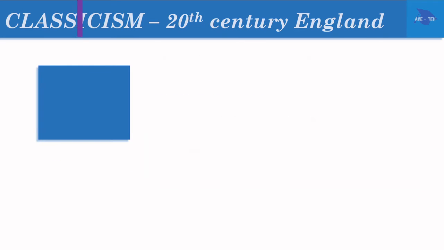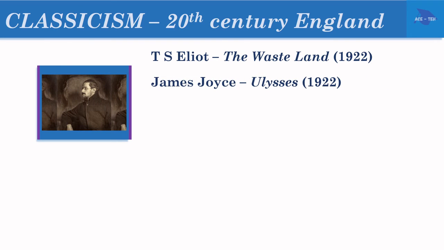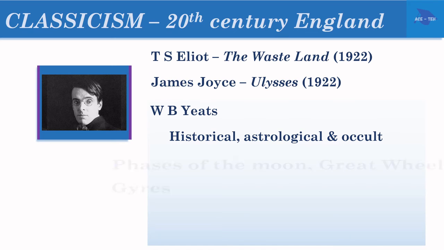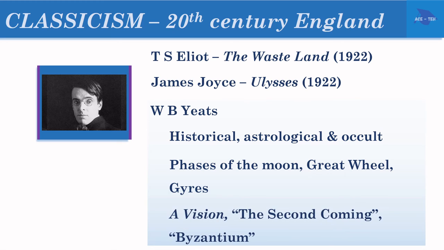Classical elements can also be seen in the use of mythology in various works. We already know Eliot and his Wasteland. Other prominent works are James Joyce's Ulysses, and W.B. Yeats, who constructed his own systematic mythology based on historical, astrological, and occult material. His myths consisted of the phases of the moon, the great wheel, and the gyres, as seen in his works A Vision, The Second Coming, and Byzantium.